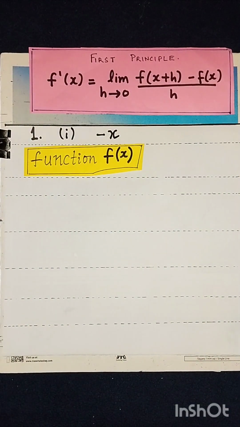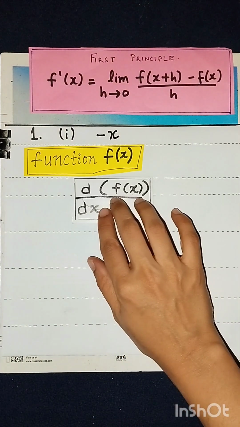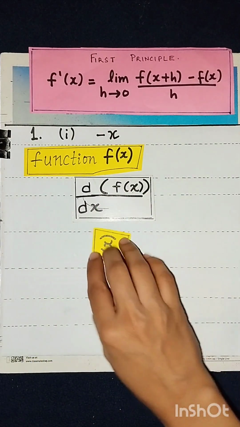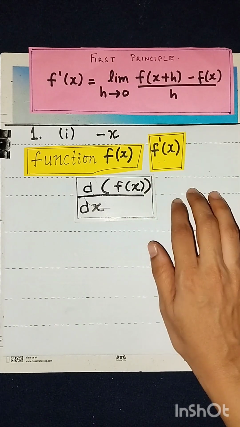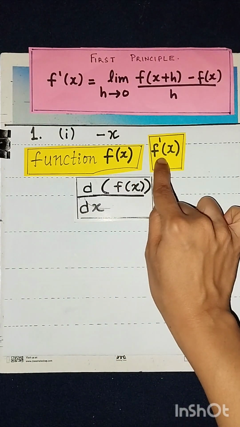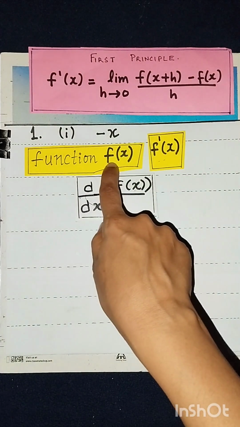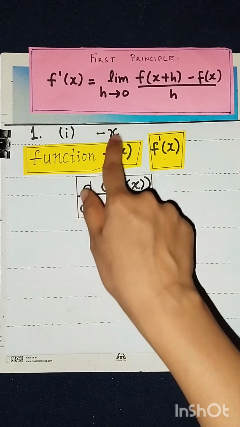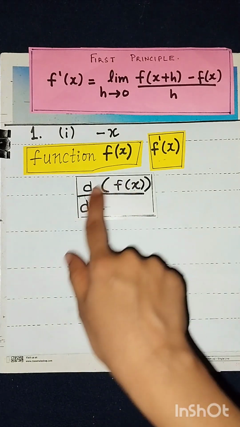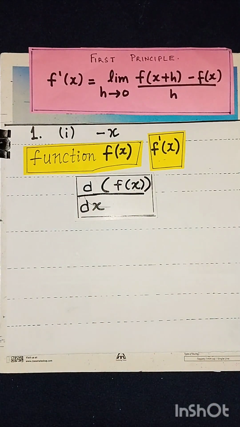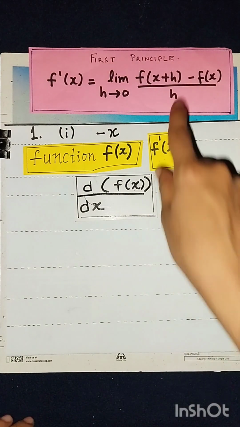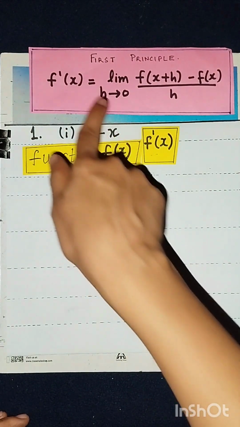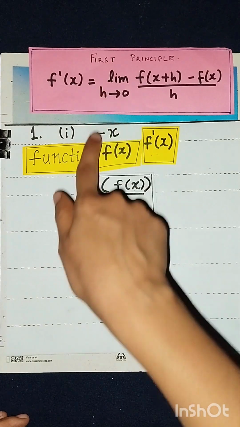So we have to find the derivative of the function, that is d by dx of this function, which is also denoted as f dash of x. So d by dx and f dash of x are both derivatives of the function f of x, and the function given to us is minus x. So let us find f dash of x, and d by dx of f of x. But they have specifically mentioned that we have to use first principle. So this is the first principle. This is what we want, right? Using this first principle, we will find the derivative of this function.